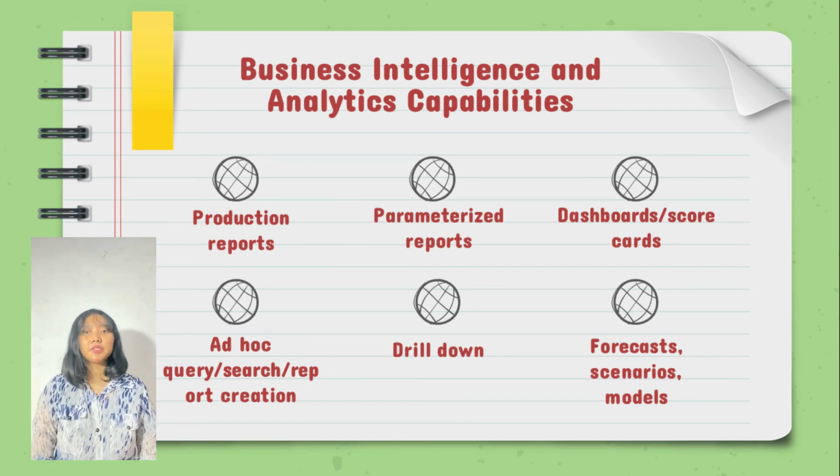Fifth, drill down is the ability to move from a high-level summary to a more detailed view. The last is forecasts, scenarios, and models. These include the ability to perform linear forecasting and what-if scenario analysis and analyze data using standard statistical tools.